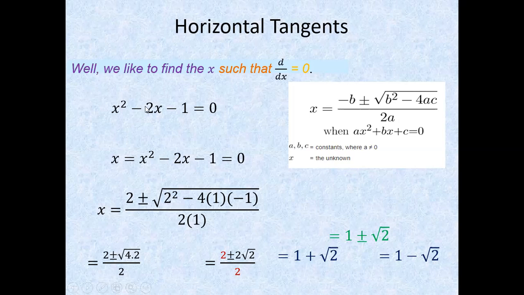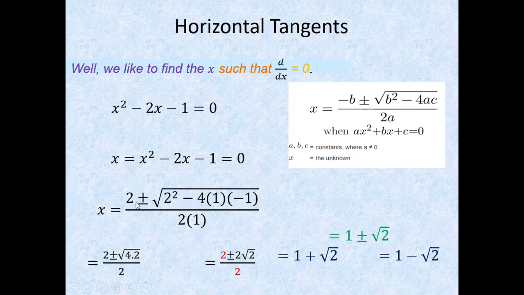The quadratic formula I have written here for your facility. It is x equals minus b plus or minus the radical of b squared minus 4ac, all over 2a, where ax squared plus bx plus c is 0, and a, b, c are constants, provided that a is not equal to 0. x is the unknown here.